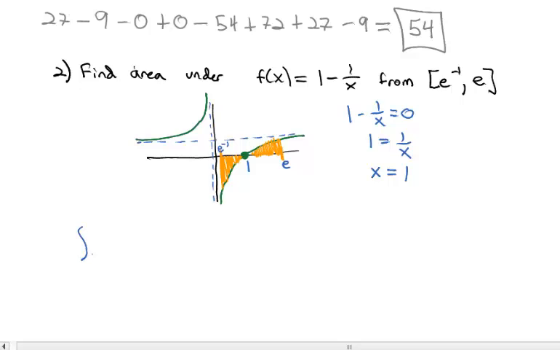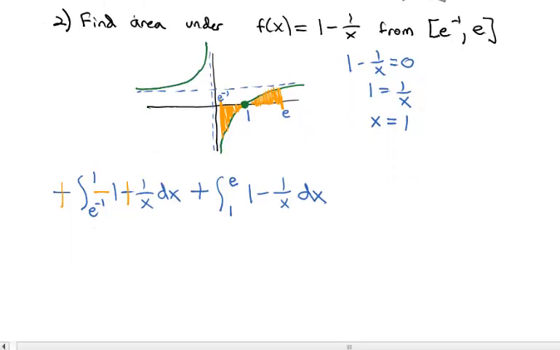The first integral goes from the lower limit of e to the negative 1, and it's going to stop at 1. And because it's below the x-axis, we're going to make it negative: 1 minus 1 over x dx. The next part is above the x-axis, so we make it positive, and we're going to integrate from that 1 to e of 1 minus 1 over x dx. And again, I'm going to take care of this negative right away, change it to a plus, and make that a negative 1 plus 1 over x, so I don't have to worry about it later.